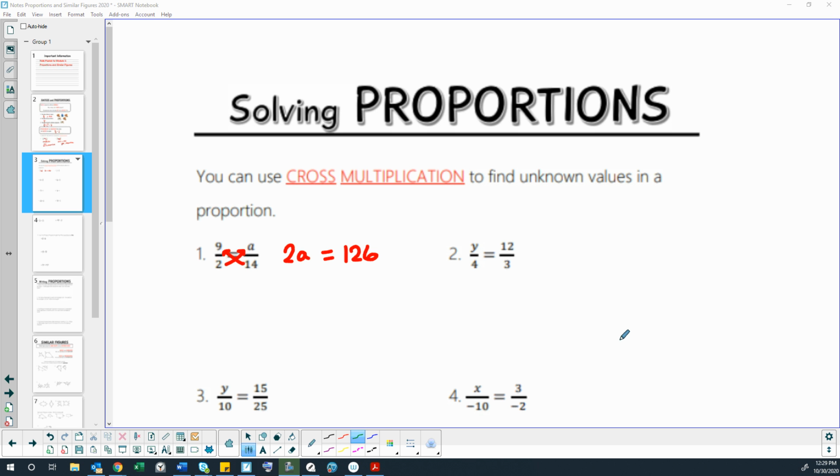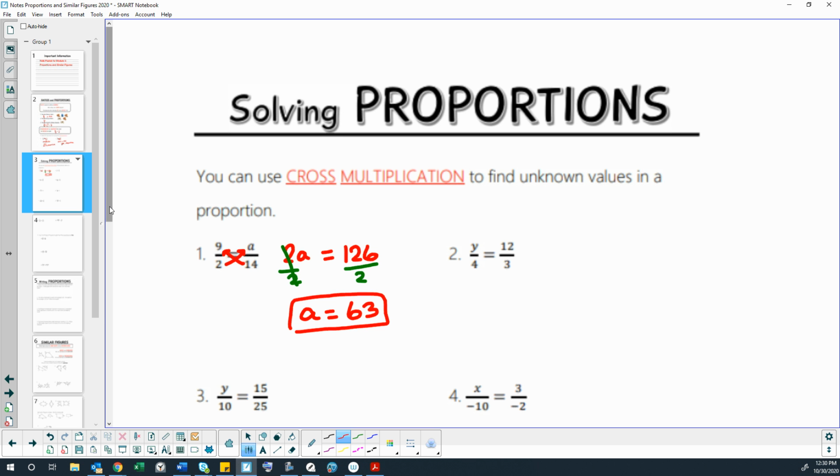But now all we have to do is remember those skills, where we need to get the value of a by itself. So to do that, we're going to divide by the coefficient multiplying the a. So we're going to divide both sides by 2. So 2 divided by 2 is 1. That leaves us with a singular a, giving us the value of that. And then 126 divided by 2, feel free to use a calculator if you need to, is 63. So we found the value of a that makes this proportion true. 9 over 2 is the same thing as 63 over 14. That gives us equal ratios on each side.